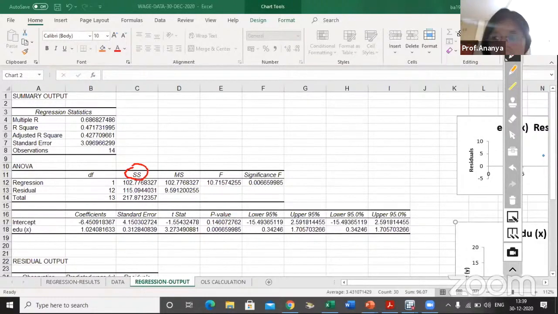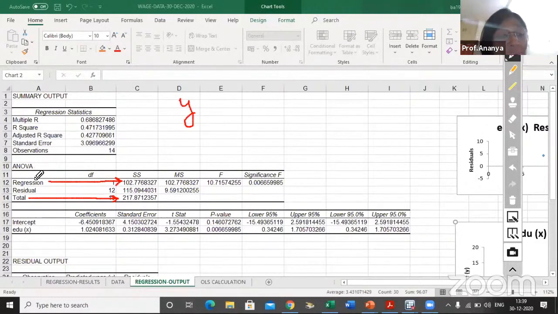Now, I just want to end by pointing out what is going on. Look at the ANOVA table. There is a total variation. What is this total variation? This is the total variation in your dependent variable. This is the variance of wages. Now here is your regression variation. What is this the variation of? This is what you have explained through your model. So what are you trying to explain? You're trying to explain the variation of y.